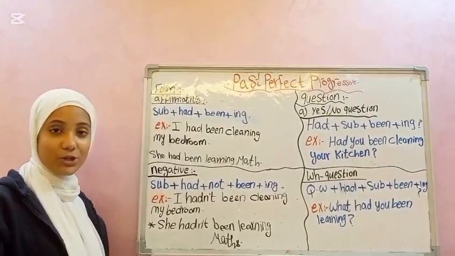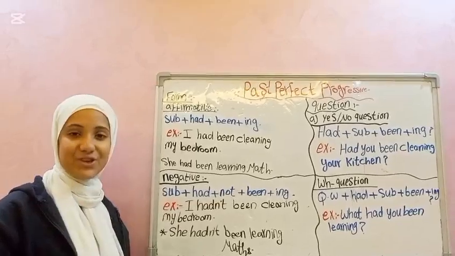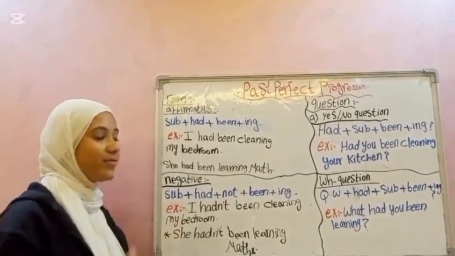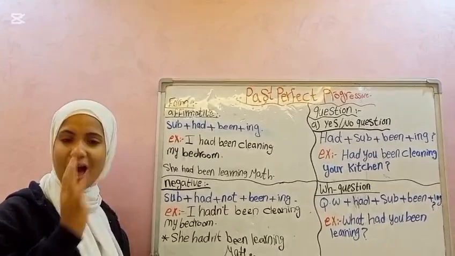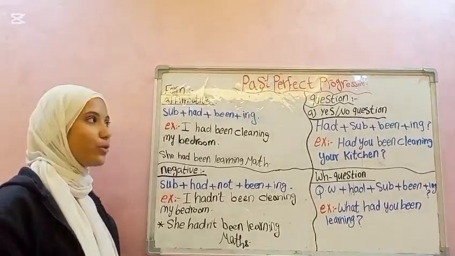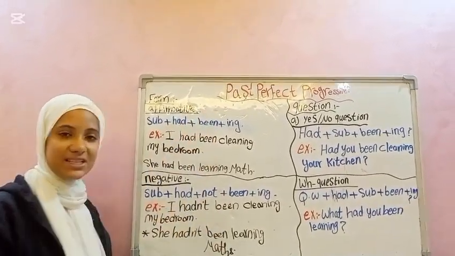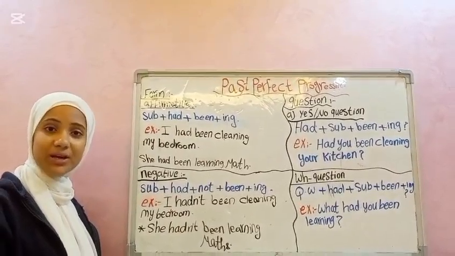In this lesson, I'm gonna talk about the past perfect progressive tense. Let's start with the form of the past perfect progressive tense. I will tell you a trick which helps you to know the form of any tense you want with the name of this tense. Let's start our trick.